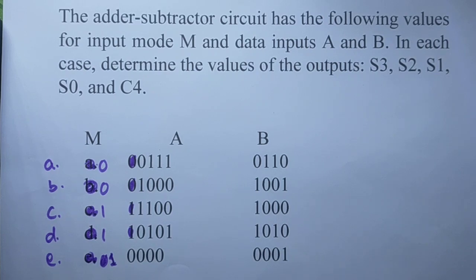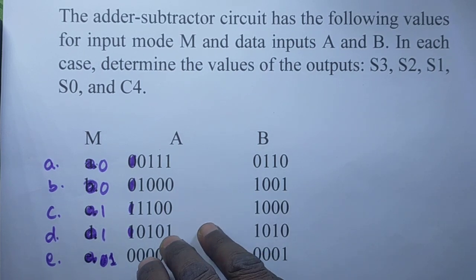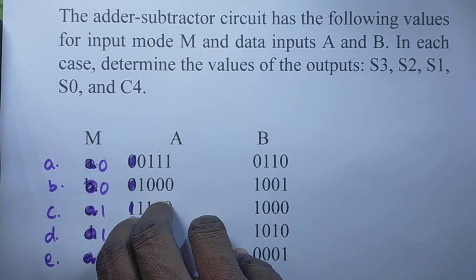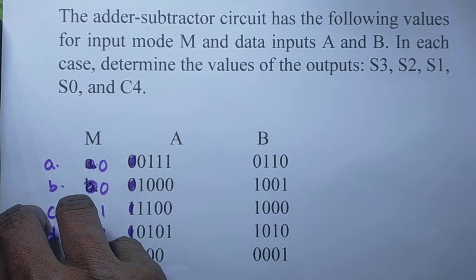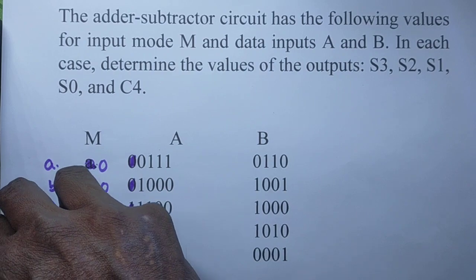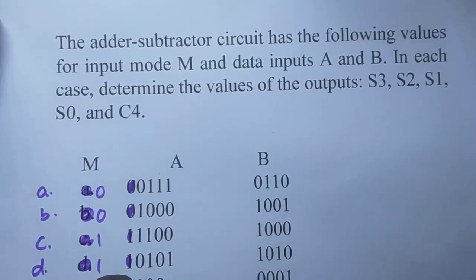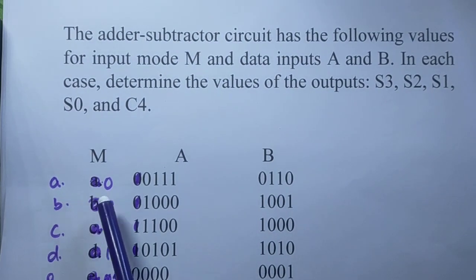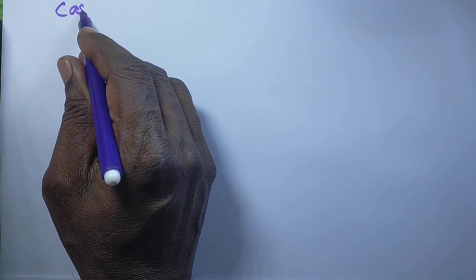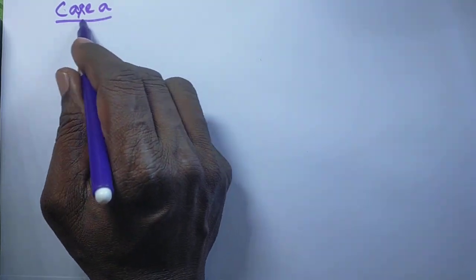But what is the output? Now we will discuss. Okay, now we see different values or different outputs, we can find out very simply. I will show you, then you can find out what is the output of this particular question. Okay, now see this first case, case A, or one, we can write, it doesn't matter. Case A, what is the mode?